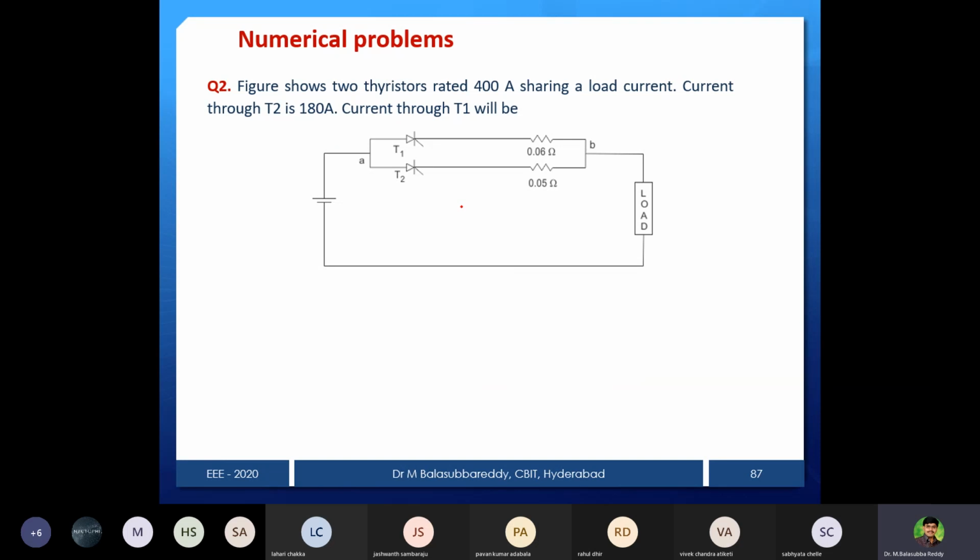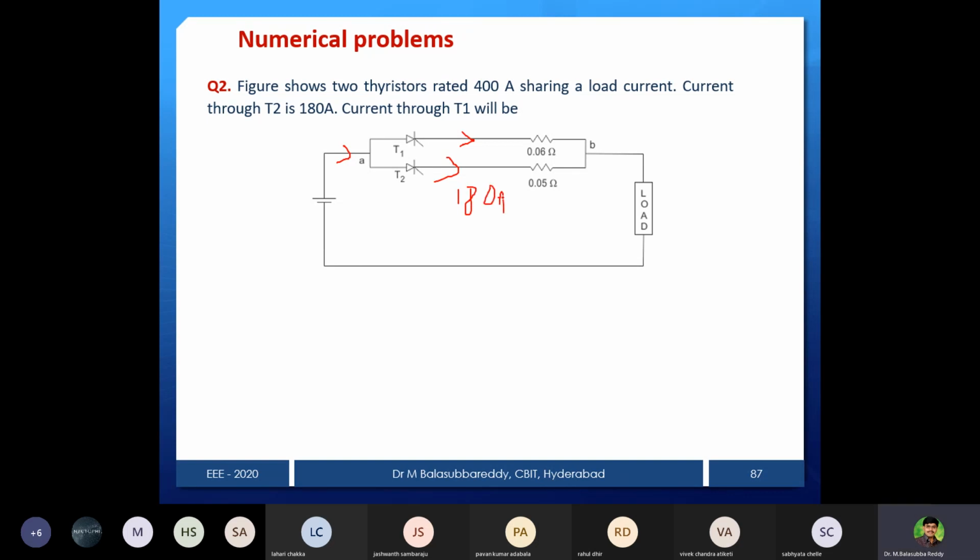There is a figure given like this. It is a paralleling of SCRs, rated 400 amperes, sharing a load current. The current through thyristor 2 is 180 amperes. What is the current through thyristor T1? So the question is, how much current passed through thyristor 1? The total current is 400 amperes. But how much current passed through thyristor 2? It is given as 180 amperes.